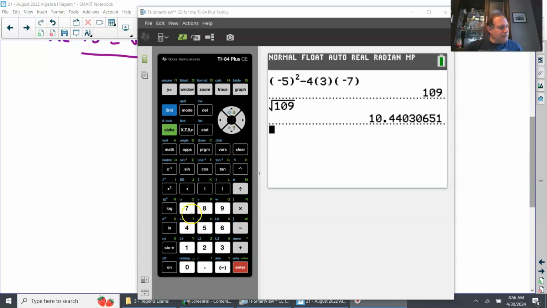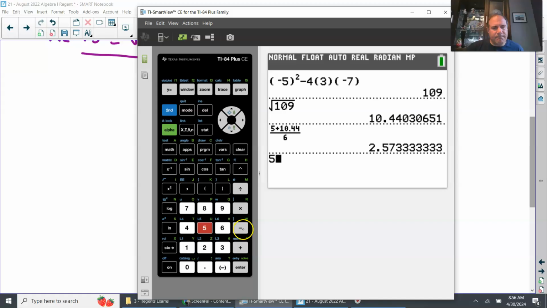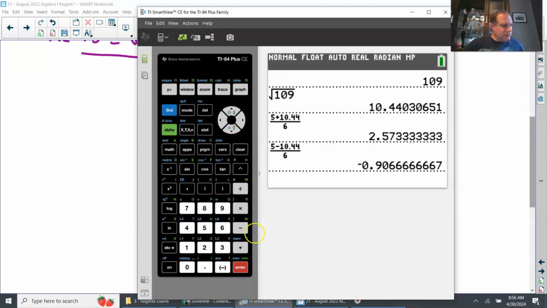So that's why you have those two answers there. So I'm just going to press alpha x, and I'm going to put directly into the calculator 5 plus the 10.44 over 6. And I'm going to get 2.57. And I'm going to put 5 minus 10.44 over 6. That took me a while to do there. And then so I have that.